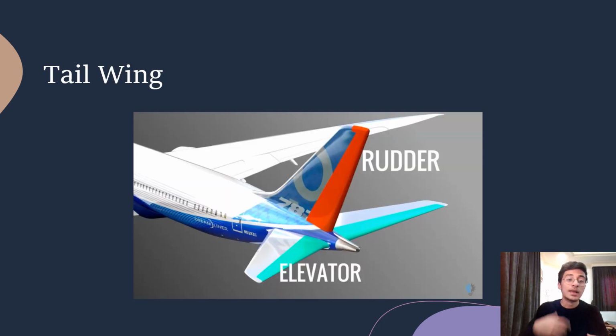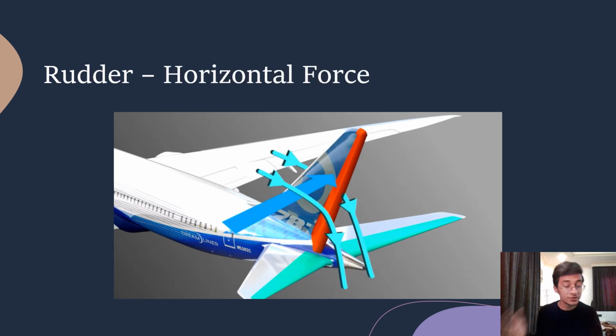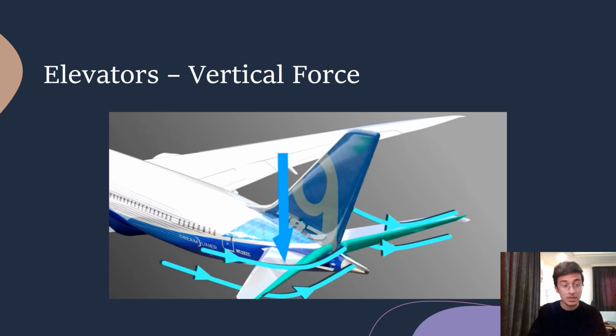Now, let's talk about the tail wing of an airplane. There are three movable parts in the tail wing. We have one rudder and two elevators. The rudder is responsible for all the horizontal forces experienced by the airplane, whereas the elevators are responsible for all the vertical forces experienced by the airplane.